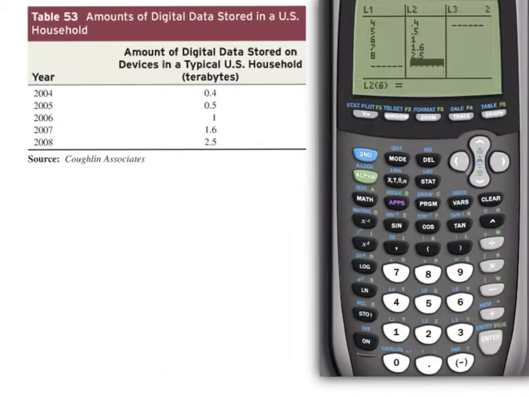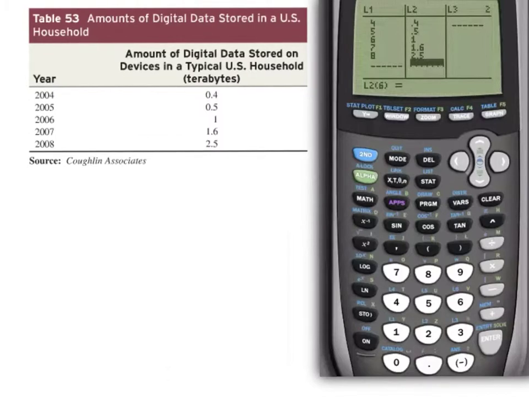Now in this next example, the table gives the amount of digital data stored on devices in a typical U.S. household measured in terabytes. And you can see we have data for the years between 2004 up through 2008, and the amount of data keeps getting higher. Not only does it keep getting higher, it gets higher by bigger and bigger amounts every year, which tends to tell you that it's not going to be a straight line.